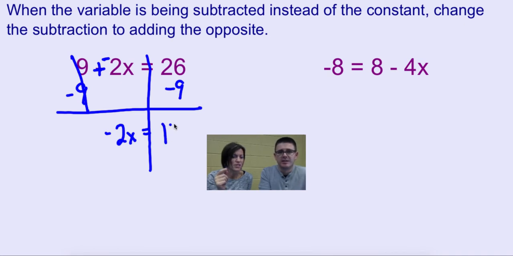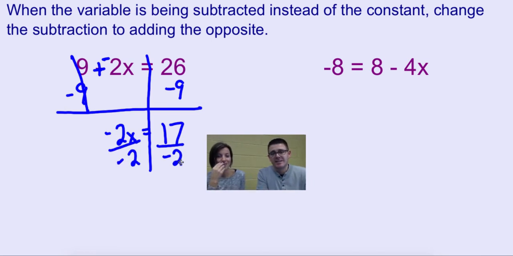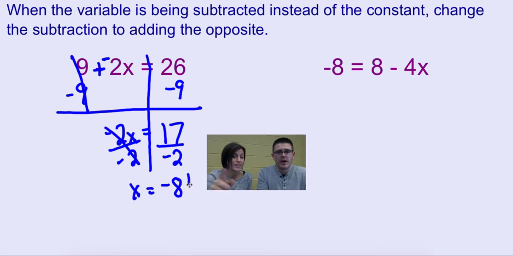What did you do here? Divide by negative 2. This one's not going to come out nicely, because I didn't check my work ahead of time. X is going to equal negative 8.5. How are you going to have them write it? Leave it like that? 8 1/2, because 2 goes into 17 8 times with 1 left over.